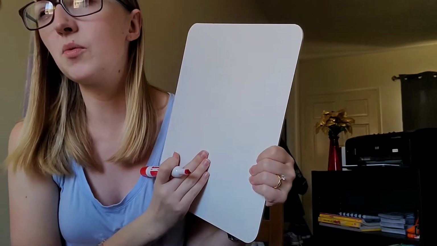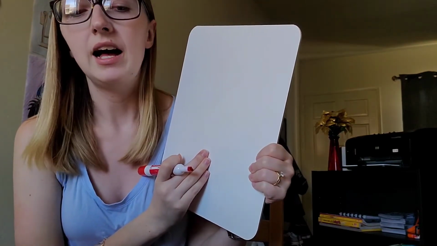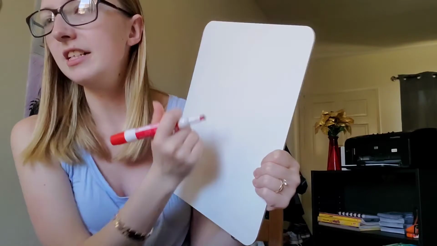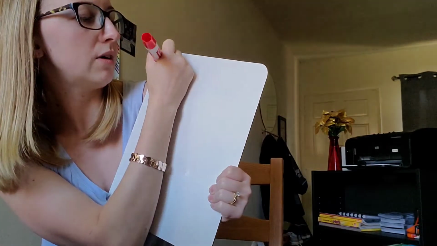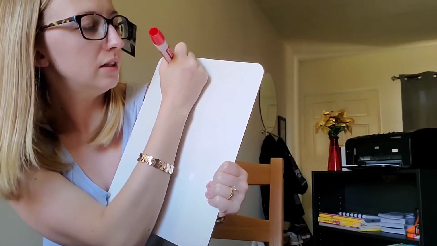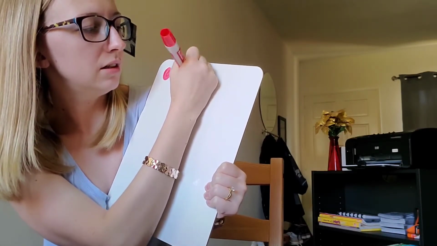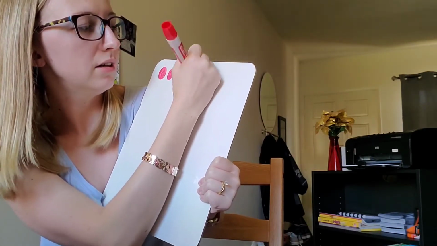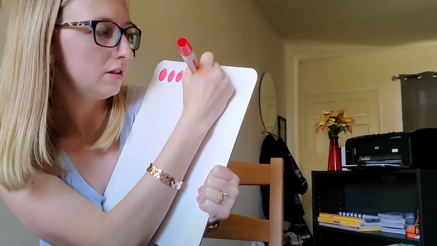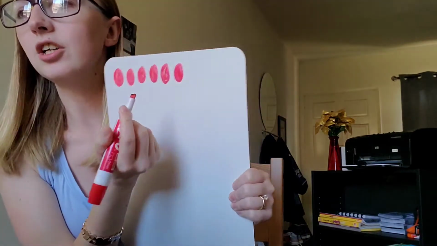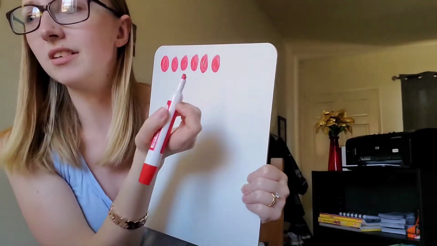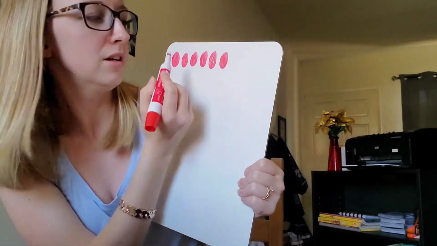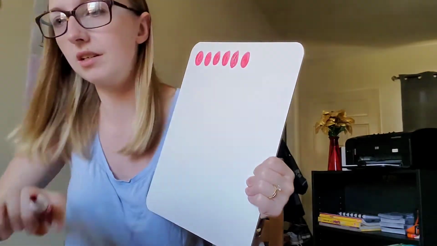I'm going to start with, let's see. Let's say I have 6 markers. So let's draw 6 circles. 1, 2, 3, 4, 5, 6. I need to go back and check to make sure that I drew 6, because sometimes I might draw too many. 1, 2, 3, 4, 5, 6.